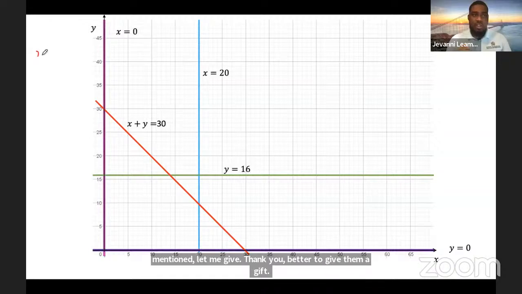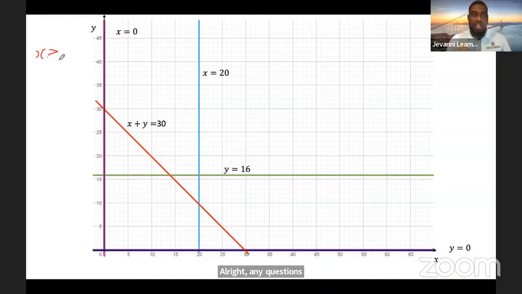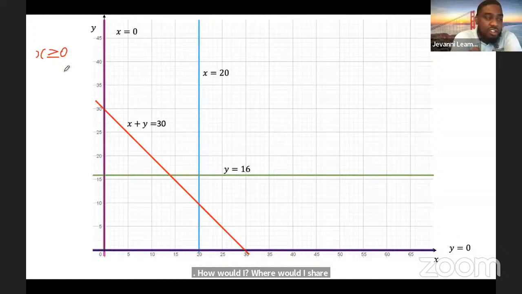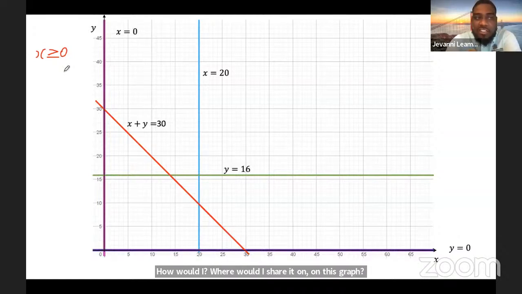All right, one of the inequalities would have been x is greater than 0. Where would I shade on that on this graph? The graph that you're drawing right now, or you drew, where would I shade x greater than or equal to 0? Any takers?